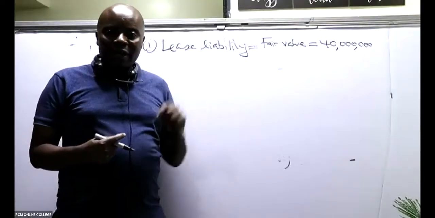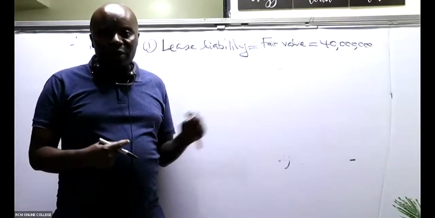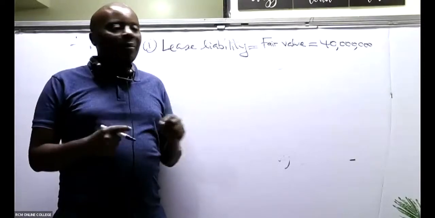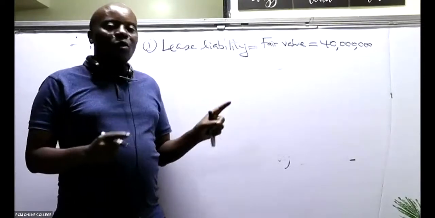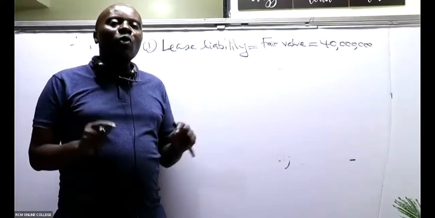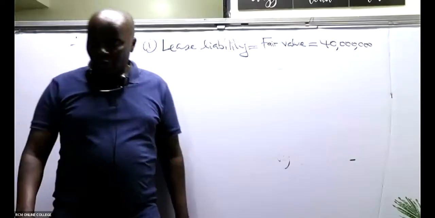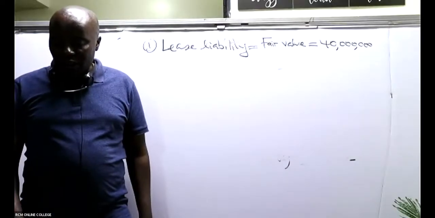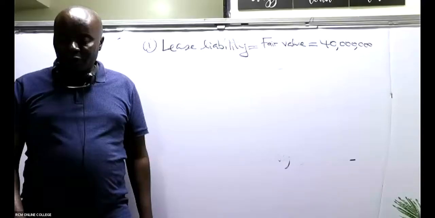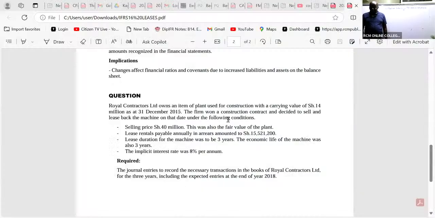Because I've been given fair value, I don't need to discount at all. Because lease liability, which is the present value of all the lease rentals, shall always be equal to the fair value of the asset. In this case, they have told us the fair value of the asset. They have told us here the selling price, 40 million. This was also the fair value of the plant.